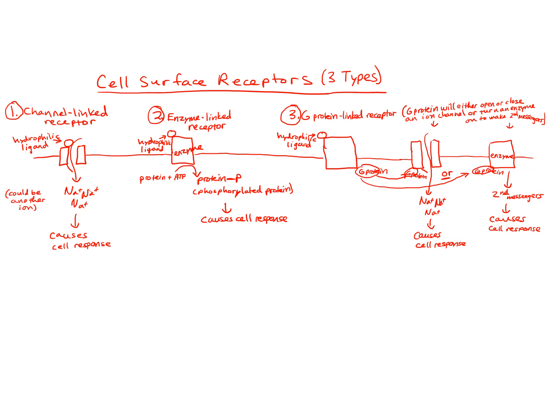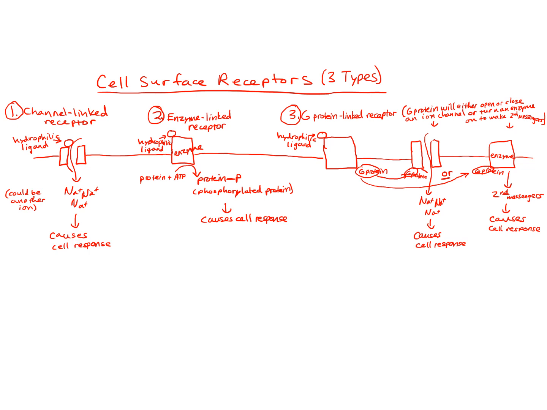So here's just a picture showing the 3 different types of cell surface receptors that can be located in the plasma membrane. So first we've got this channel-linked receptor. So the receptor is just an ion channel. So it's got a gate on it. And when the hydrophilic ligand binds, that'll either open or close the gate. Here we're showing that the gate opens. And these ion channels are going to be very specific for what ion they're going to be letting in or out of the cell. And this one happens to be letting sodium ions into the cell. And then that will cause the cell response.